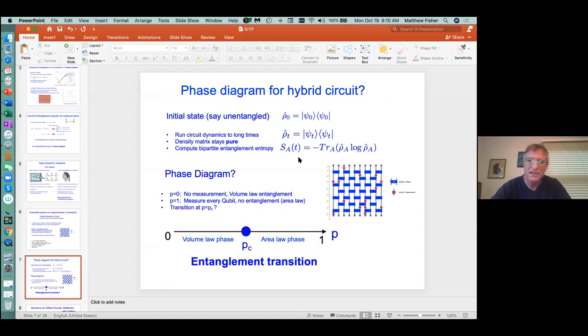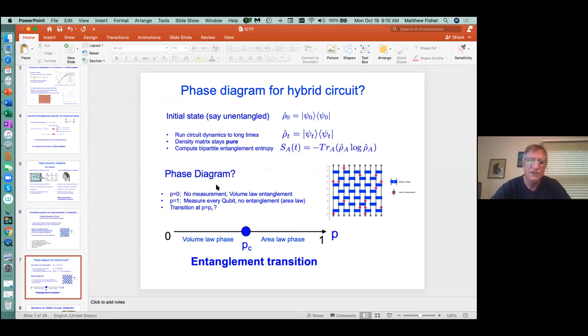So what is the phase diagram for this hybrid circuit? Well, we can almost guess what it might be. The initial state, which we're going to start with, is unentangled. And we're going to imagine running the circuit dynamics to long times. And at long times, we have a pure state density matrix. And then we compute a bipartite entanglement entropy, dividing the qubits into a region A and a region complementary to that, let's say a region B. So what is the phase diagram?